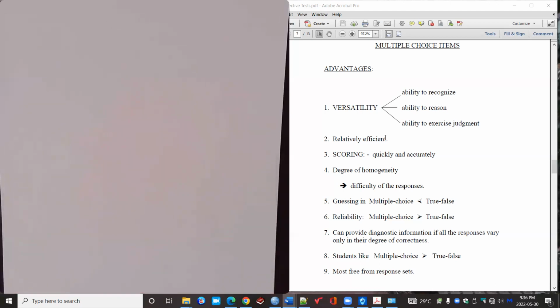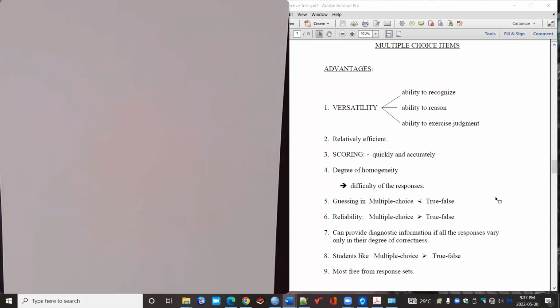Anyway, let's take a look at scoring: quickly and accurately, is that right? By hand, machine, by helpers, even students themselves, if arranged properly. Now, one thing is the degree of homogeneity.